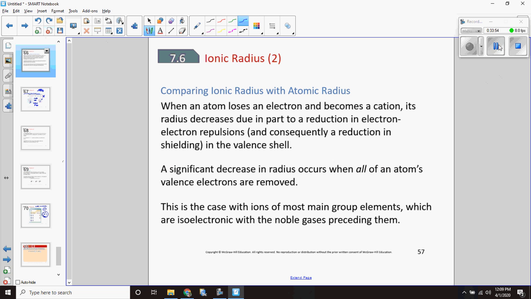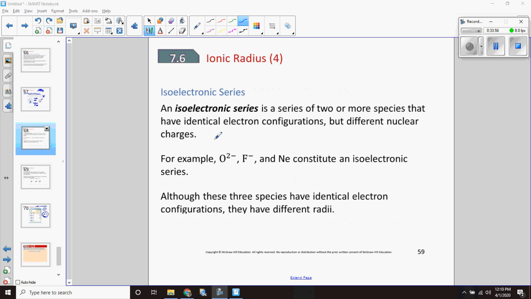How about I just pause? So in isoelectronic series, this is what I was kind of mentioning before. They have exactly the same electron configurations, but very different effective nuclear charges. A good example is oxygen, fluorine, and neon. They all have exactly the same electron configuration of 1s2, 2s2, 2p6, right? But they have very different effective nuclear charges.